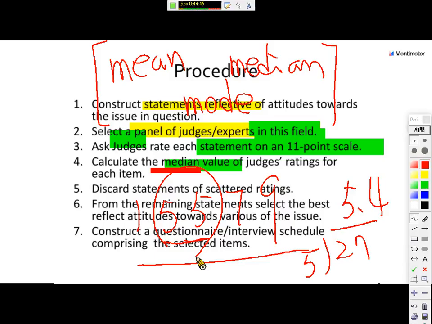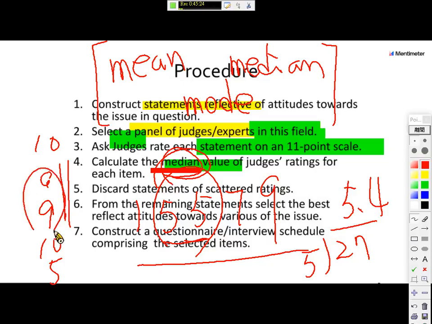So now we are looking at the median values, right? For example, we have 7 judges giving 1 to 11 points. The first one gives 10 points, 9, 9, 10, and 5. So what would be the median value for this one? It should be 9, right? Okay, so that's the idea. It's not the mean, it's the median. So you calculate the median value of the judges' ratings for each item. So this one should be given 9 points.